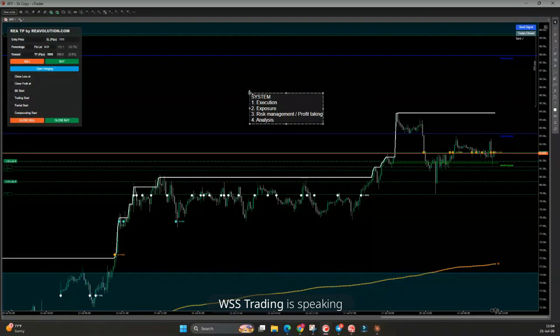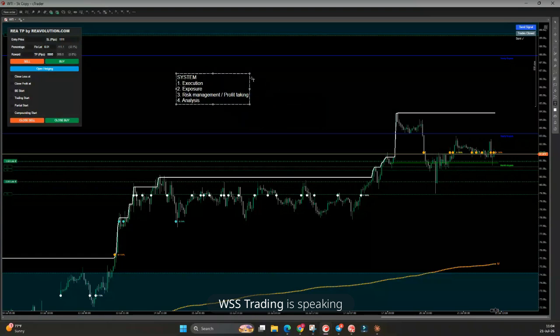None of these are in the right order because everything begins with analysis, then gets into your risk management and profit taking plan based on the analysis. And then when the analysis is done and all of your preparations are done, you're switching into your exposure module and then execution. So all of this is in the wrong order. So let's fix that. So let's explain the actual process.